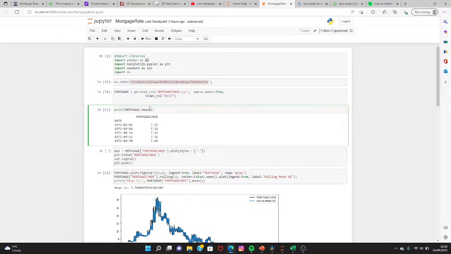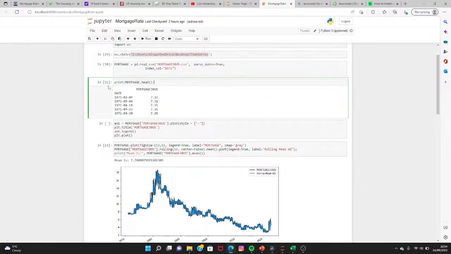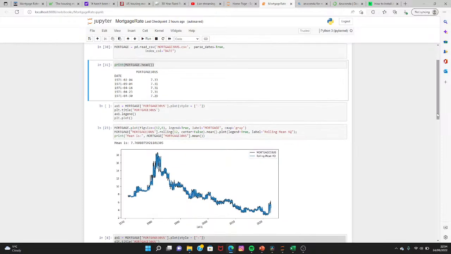And here you see the result. If you want to see the entire set, you can just print mortgage, but if you use head, you see only the top 5, right? We don't want to see the entire dataset. It's no point. Just to confirm that the import is proper, you write this part of the code, and you don't need to see all the observations, just the top 5 and you can be sure about it. All right, so the first thing we'll do is plot it.